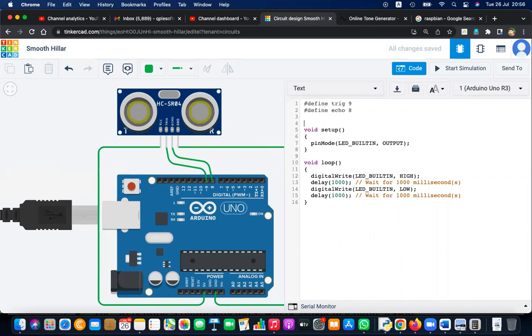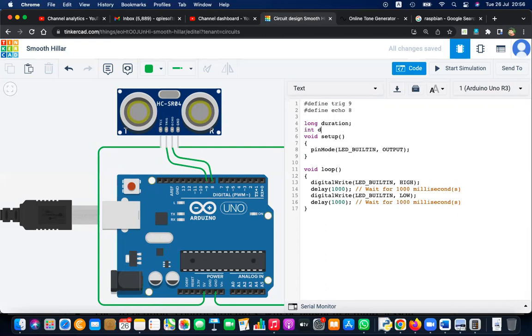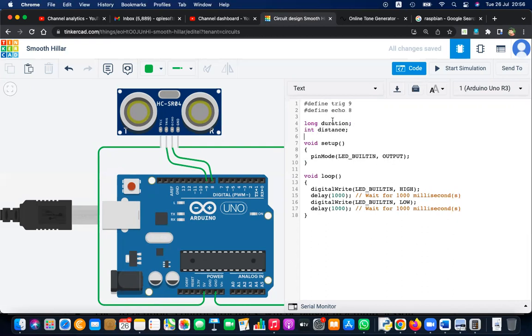And further to that, you need to measure the duration, say duration. The data type is long. Long means you can measure large durations. You can measure very large figures because you are going to measure in milliseconds, microseconds. Better to have large figures. And int distance too. You need to measure the distance. These are the variables that you're going to use.